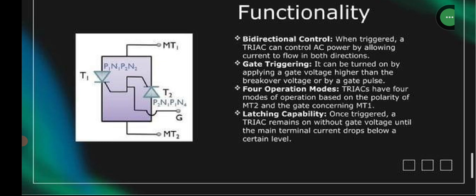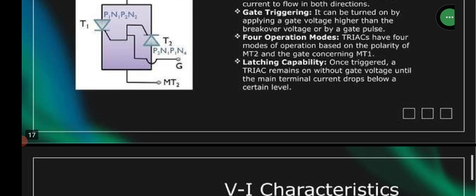Functionality. Bidirectional control. When triggered, the triac can control AC power, allowing current to flow in both directions. Gate triggering. It can be turned on by applying a gate voltage higher than the breakover voltage or by a gate pulse. 4 operation modes. It has 4 operation modes depending on the polarity of MT2 and MT1. Once triggered, a triac remains on without gate voltage until the main terminal current drops below a certain level.